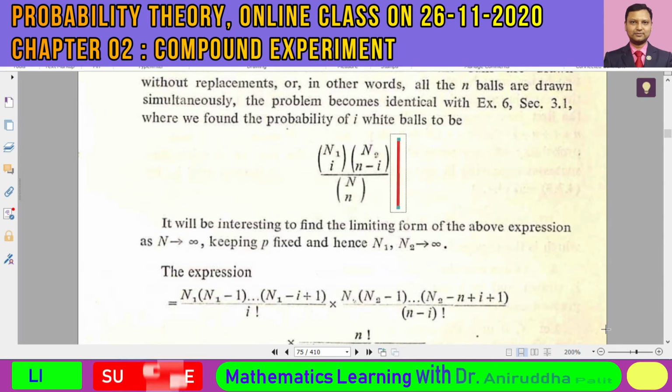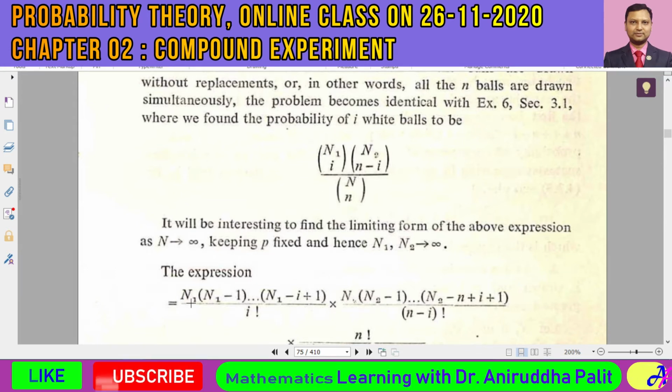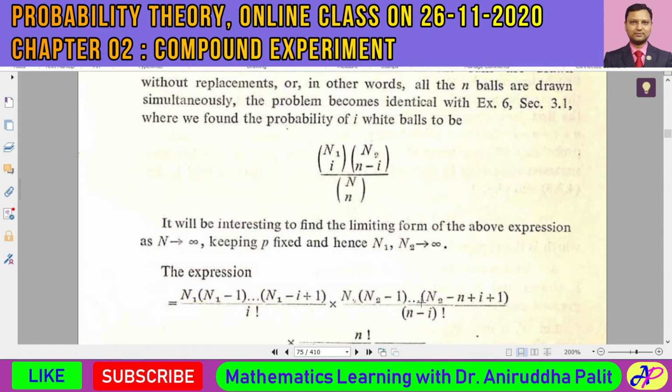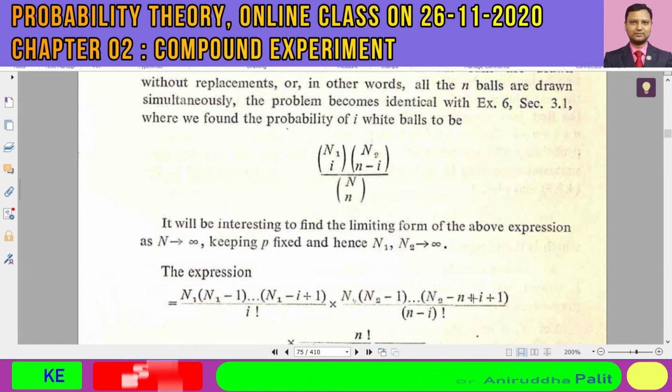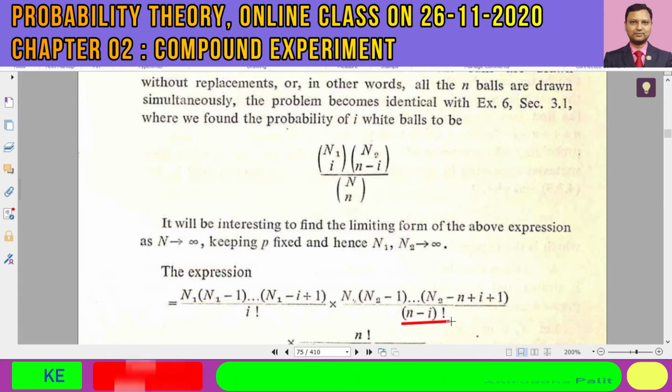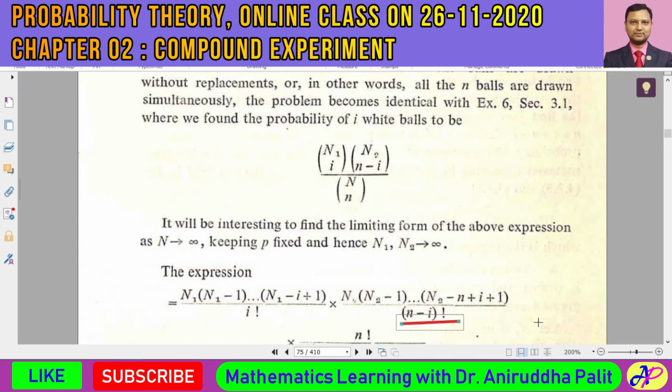If we expand them, it can be expressed in the way that n1 C i can be written as n1 into n1 minus 1, n1 minus 2, etc., up to n1 minus i plus 1, divided by factorial of i. Then this second n2 C n minus i can be written as n2 into n2 minus 1 dot dot dot up to n2 minus n plus i plus 1, divided by factorial of n minus i.